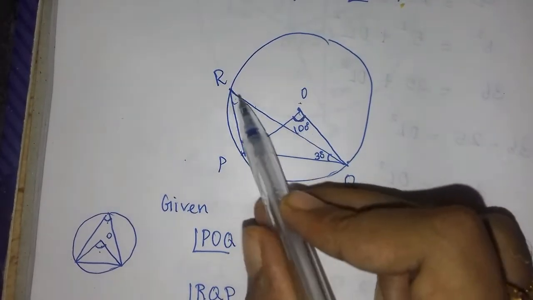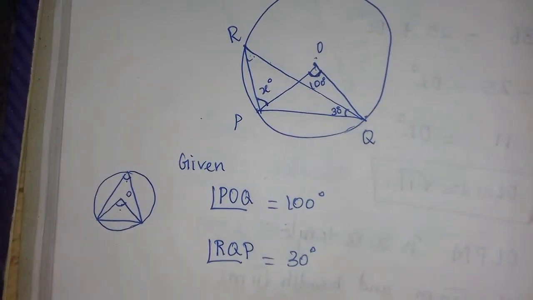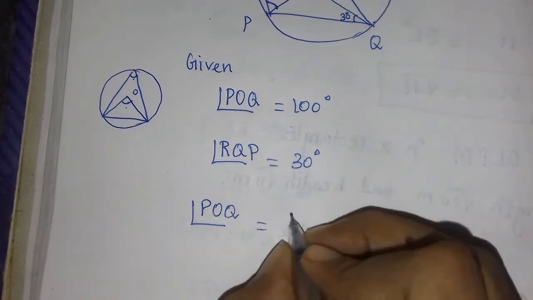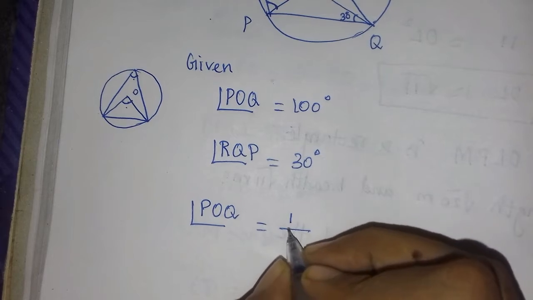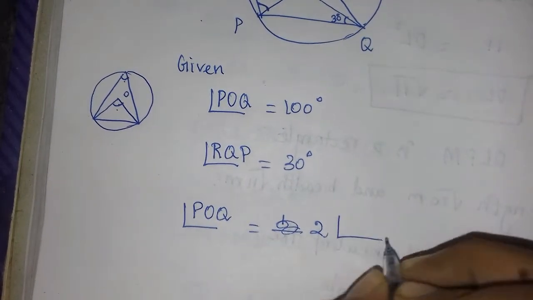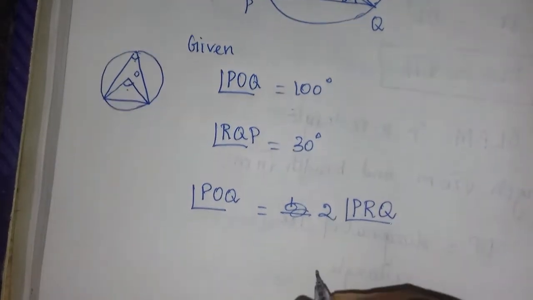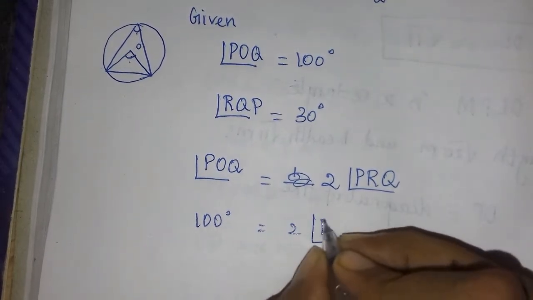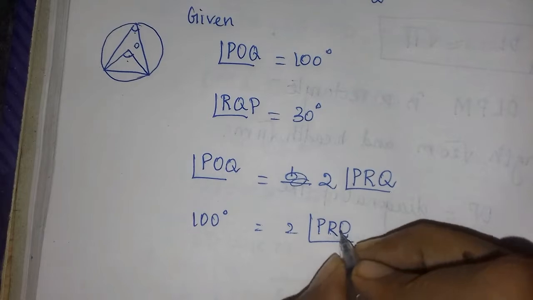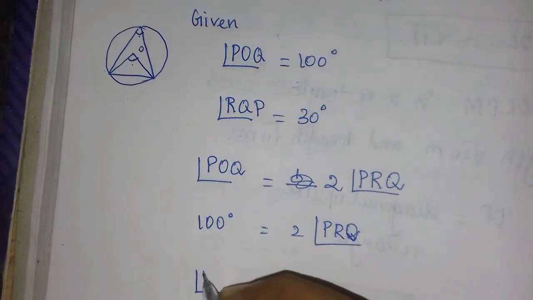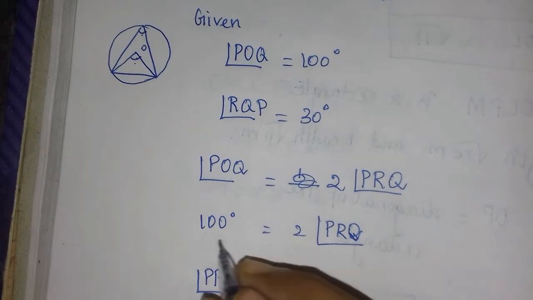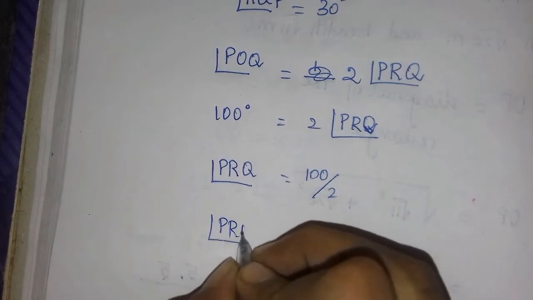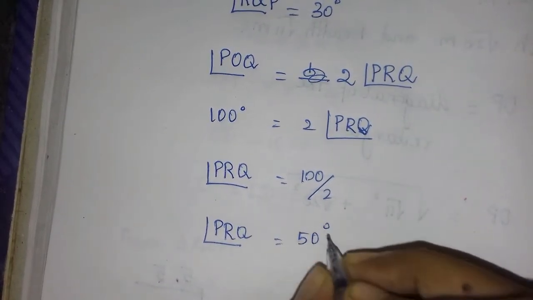This is 100 degree. This will be half of that angle. So angle POQ is equal to 2 into angle PRQ. Now we know that POQ is 100 degree. 2 into angle PRQ. Now what we have to find? We have to find angle PRQ. That is equal to, this 2 goes here as 100 divided by 2. So angle PRQ is equal to 50 degree.